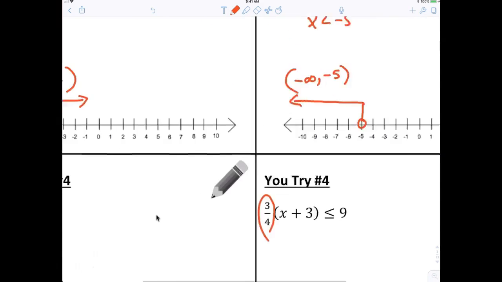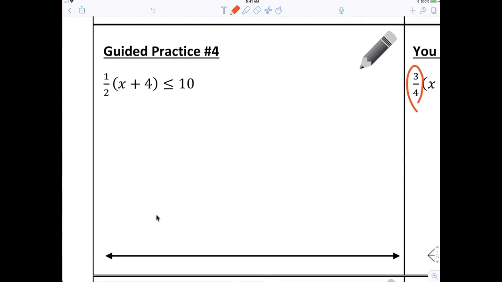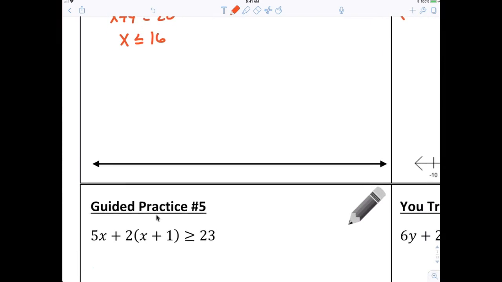All right, let's take a look now at 1/2. To get rid of 1/2, I'm just going to multiply by 2. So I ended up with x plus 4 is less than or equal to 20. And then I'm subtracting 4. X is less than or equal to what? 16.